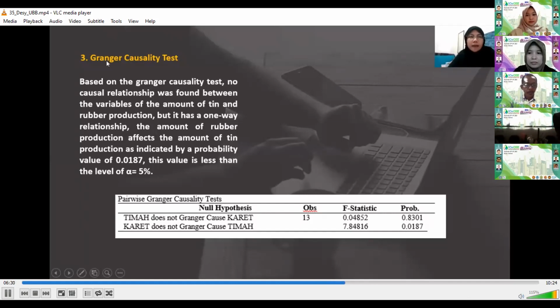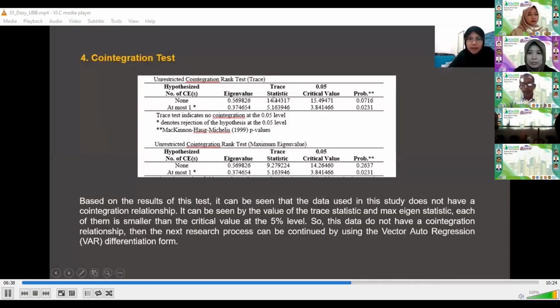Okay, after the Granger causality test, we do the co-integration test. Based on the result of this test, it can be seen that the data used in the study doesn't have a co-integration relationship. We can remember that keyword of my paper. It can be seen from the values of the trace statistic and max eigenstatistic. Each of them is smaller than the critical value at the 5% level. You can see the probability values. So this data doesn't have a co-integration relationship.